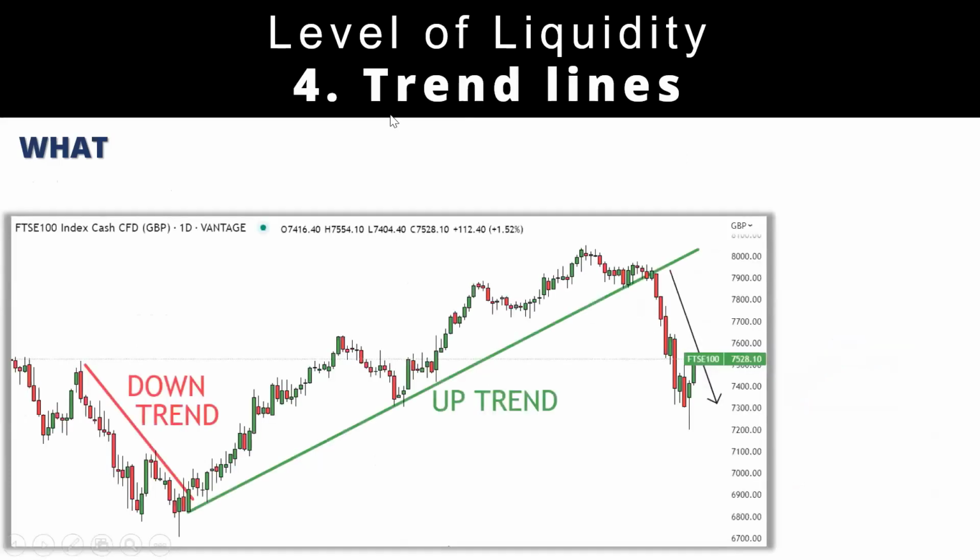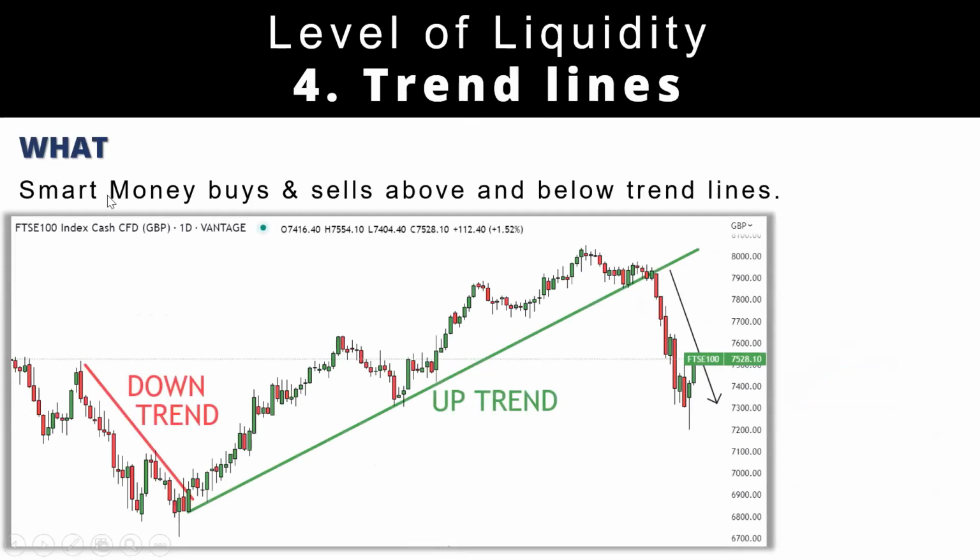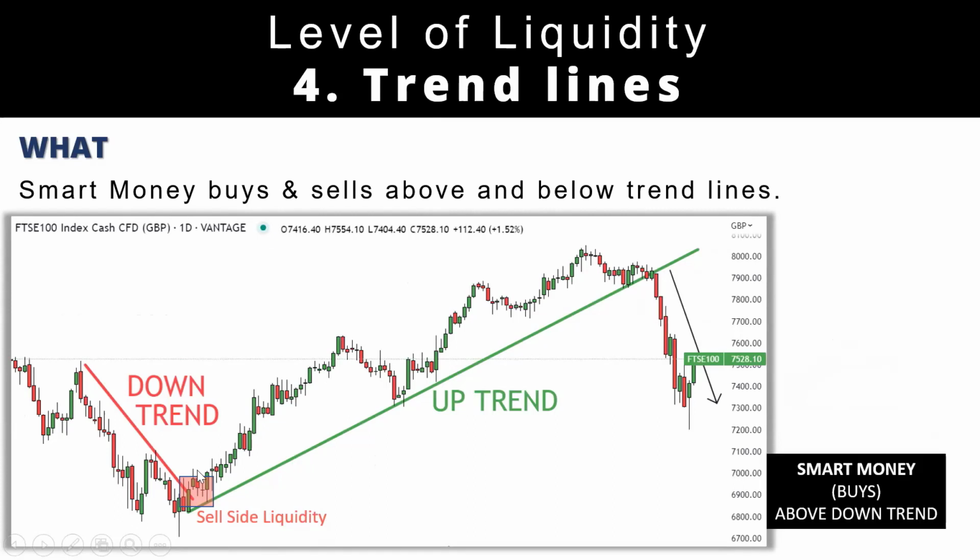The fourth level of liquidity are trend lines. Smart money buys and sells above and below trend lines. So when there is a downtrend and the price breaks out of a downtrend, we say that there is sell-side liquidity where smart money is buying into those levels. The smart money buys above the downtrend. They get in at those prices. Then the market moves up.